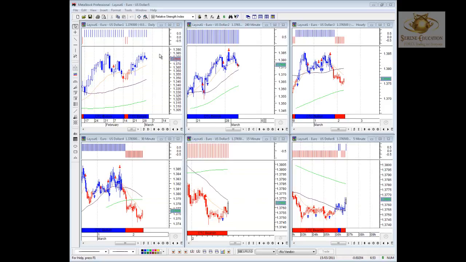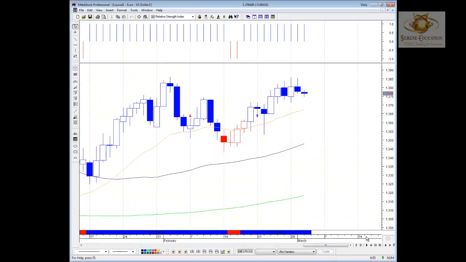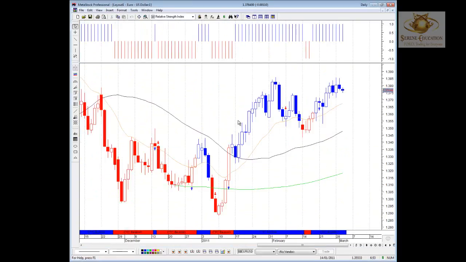I'm starting with the Euro against US dollar on our CTC 6-screen strategy template. Let's have a look at the daily time frame. Okay, you'll notice that the last 3 days you've seen the pair fail to break a high point.